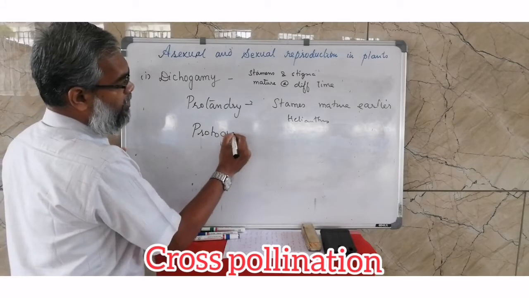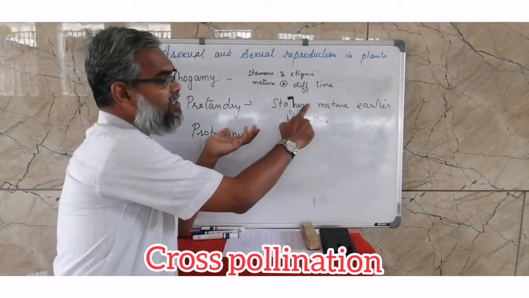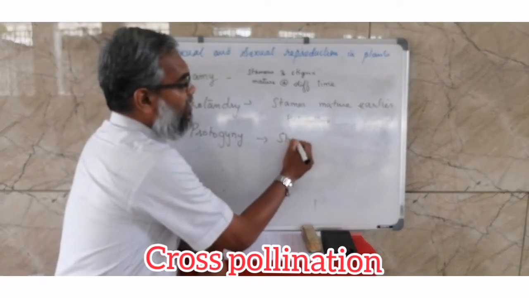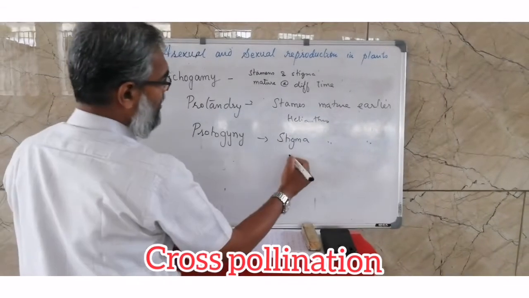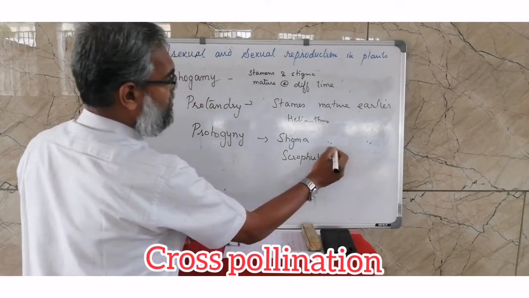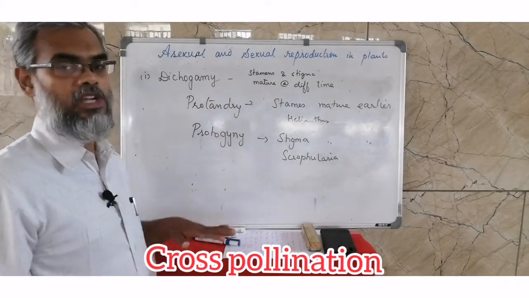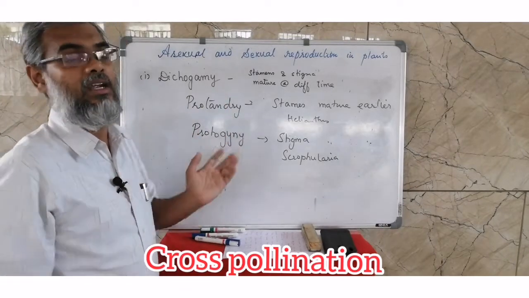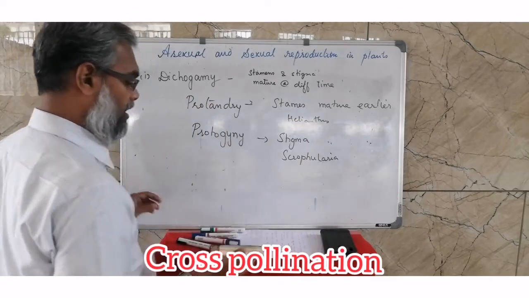Another one is protogyny. What will be protogyny? Obviously, if stamens mature earlier in protandry, then protogyny is nothing but the stigma maturing earlier. Stigmas mature earlier in some plants like Scrophularia. In Scrophularia, the stigma matures earlier than the stamens. So dichogamy is nothing but stamens and stigma maturing at different times. Accordingly, it is classified into protandry and protogyny.